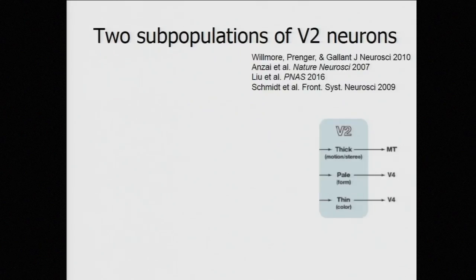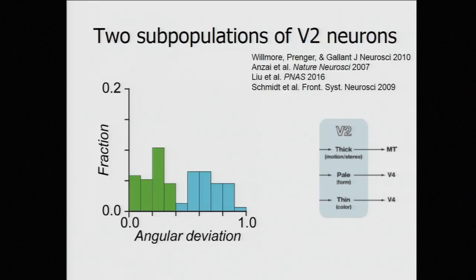And most studies of V2 neurons typically find 2 subpopulations of neurons. And that was true of Gallant's paper. This is the data set that we are using, but also 2 other publications where they characterized V2 neurons according to how diverse their features were spatially. And we also found 2 subpopulations of neurons.